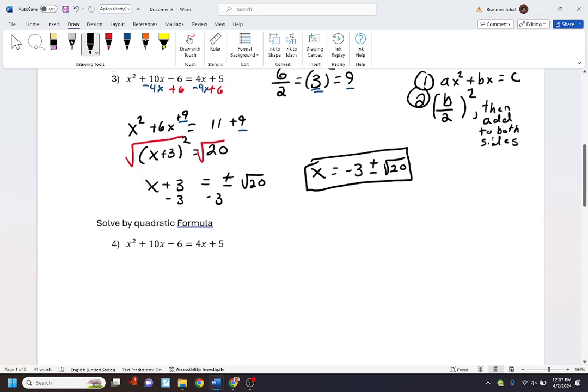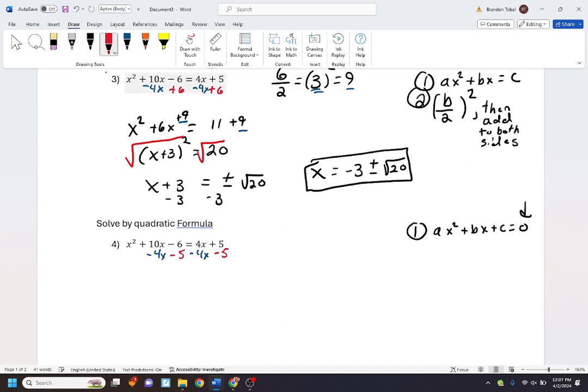Let's do number 4. The steps for this one are to set it to ax squared plus bx plus c equals 0. So you're setting it equal to 0, which means in this scenario, minus 4x, minus 4x, minus 5, minus 5. So x squared plus 6x minus 11 equals 0.